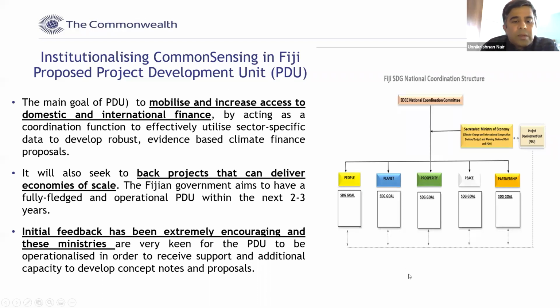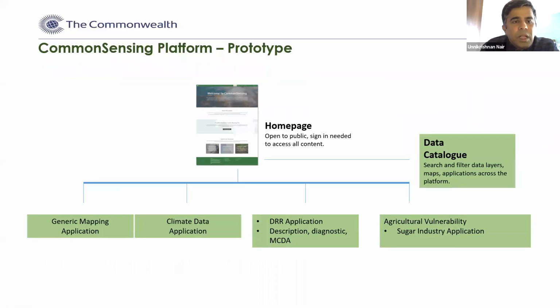So the initial feedback has been extremely encouraging, and these ministries are very keen for this kind of institutionalization process to move on. Next, please. So this is the common sensing platform. In a nutshell, basically it has generic mapping applications, climate data applications, DLR applications. We have the multi-criteria decision analysis tools, and of course for agriculture vulnerability, including the sugar industry. So basically sugarcane was one industry which was analyzed in detail for Fiji. And of course data catalogs.